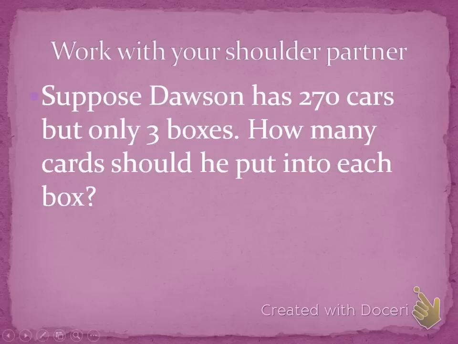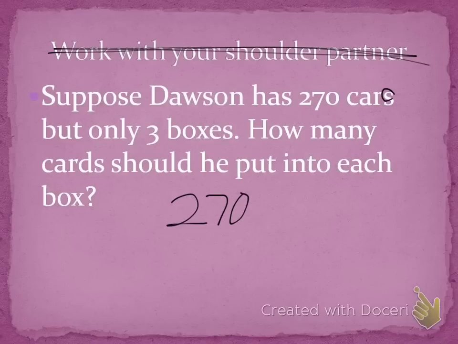So suppose Dawson has 270 cards, but only 3 boxes. How many cards should he put into each box? So again, I have a very similar problem. You're not going to work with your shoulder partner, but go ahead and think about this on your own and try writing it down in your notes. So you have 270 cards, but only 3 boxes. So this time, he's got 3 boxes, so we need to divide a little bit differently.